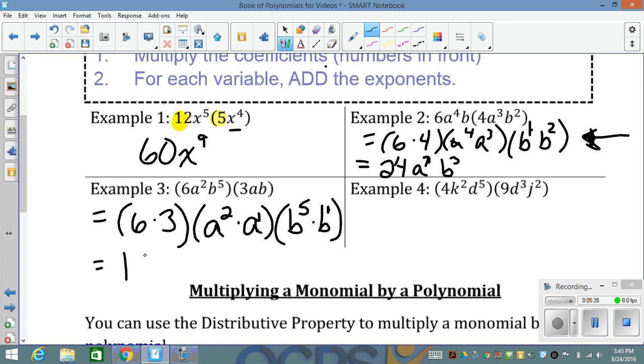Okay, 6 times 3 is 18. A squared times a is a cubed. Don't know why I can't write a 3 with this thing. Let me try again.